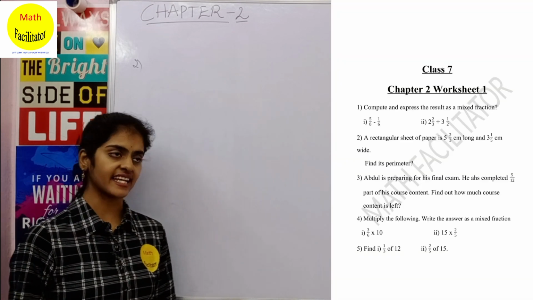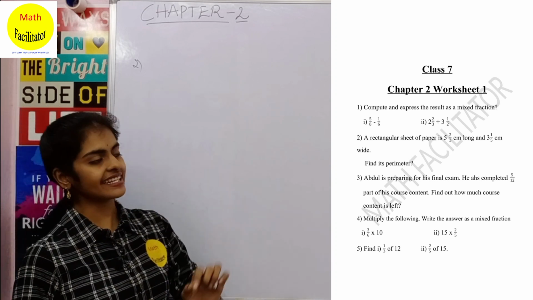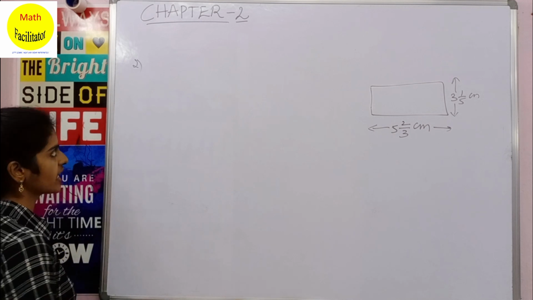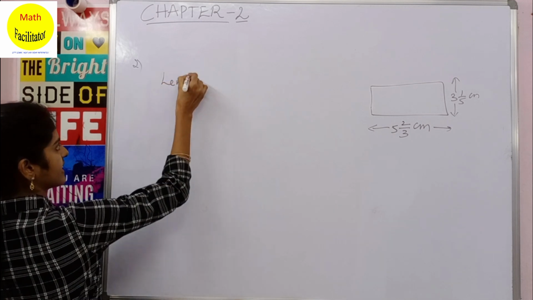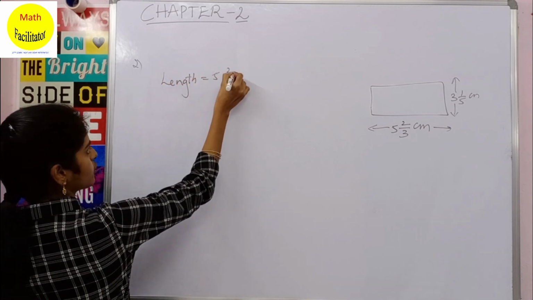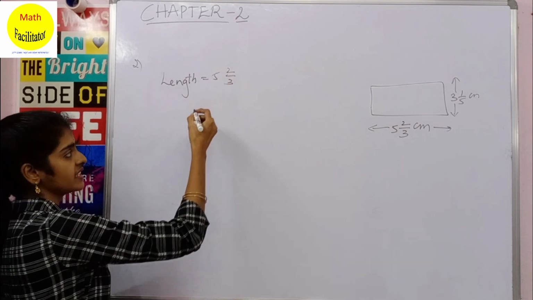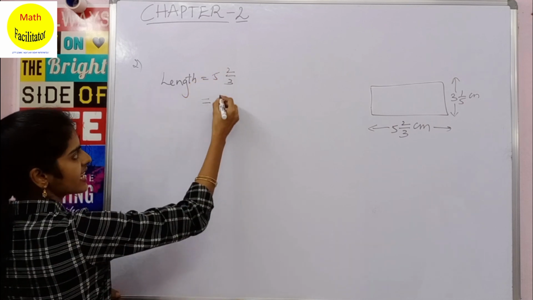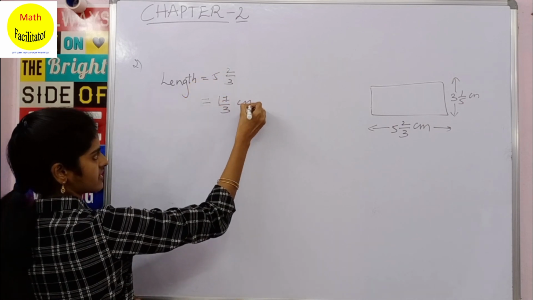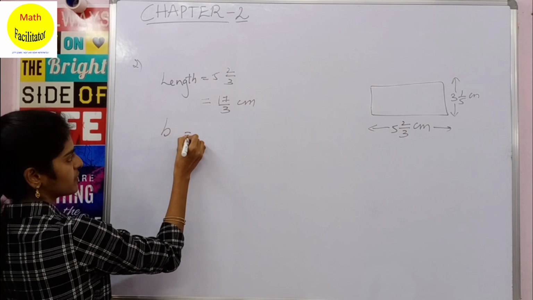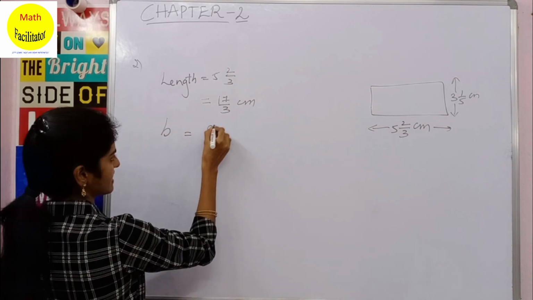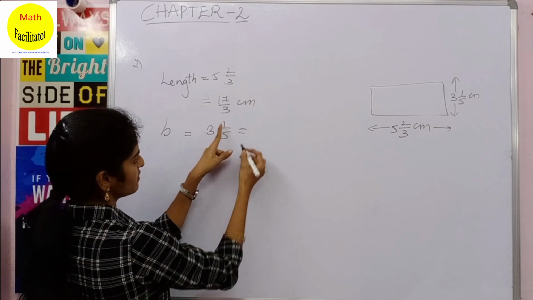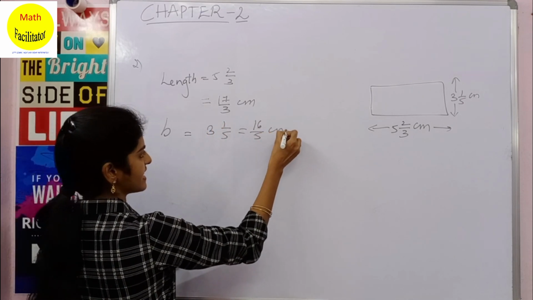Now moving on to the next question. A rectangular field is of length 5 2 by 3 centimeters and breadth 3 1 by 5 centimeters. So what is the length? Length of the rectangular path is 5 2 by 3 centimeters. You convert it into an improper fraction. It is 5 3s are 15 plus 2 is 17 by 3 centimeters. Now what is breadth? Breadth is 3 1 by 5 centimeters. Converting it into an improper fraction, 3 5s are 15 plus 1 is 16 by 5 centimeters.